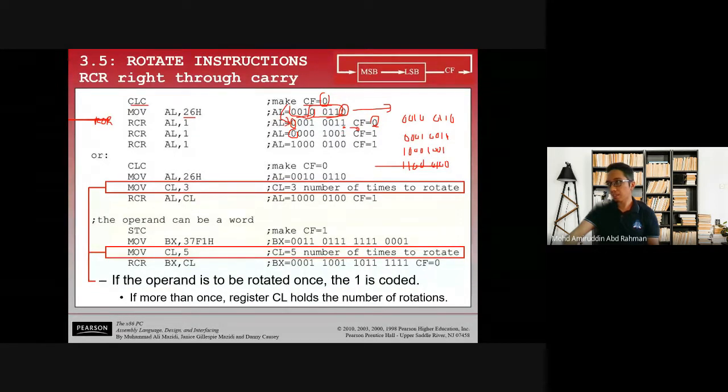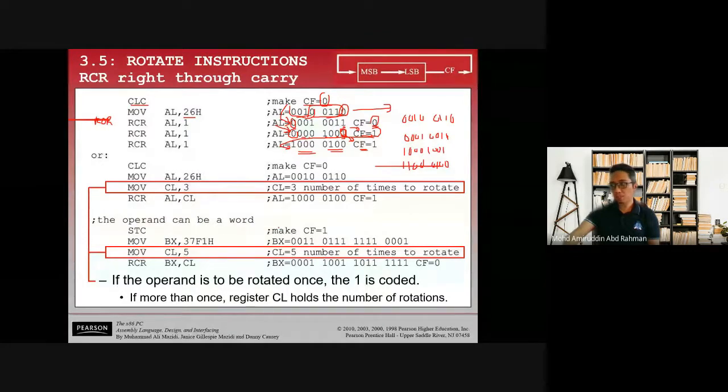And then next, 1 is brought to the CF, but CF is still 0 over here. So 0 is brought to the most significant bit. And you have the number 0001, and then 001, 00 and 1. And now CF is 1, so 1 is brought to the most significant bit, and then all others are shifted, and then this least significant bit will be given to the CF. So we have here 1, and then comes 0, 0, 0, 0, and then 0, 1, 0, 0. So that's it for the RCR.